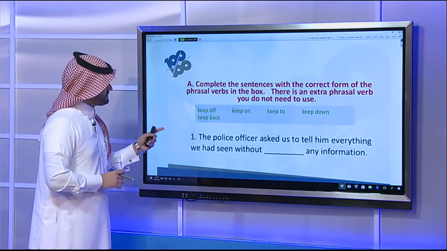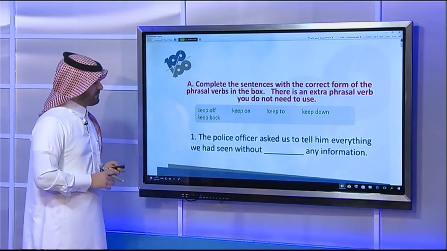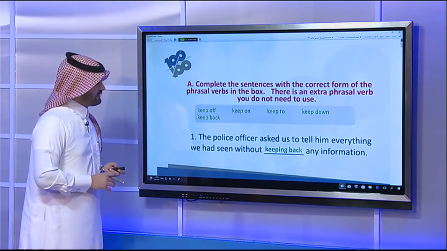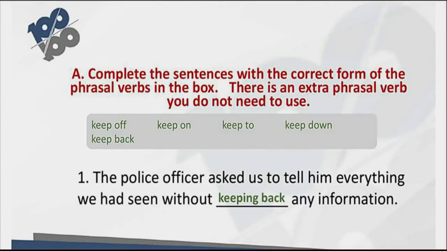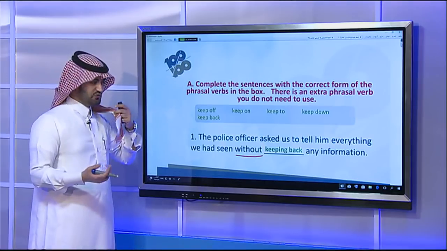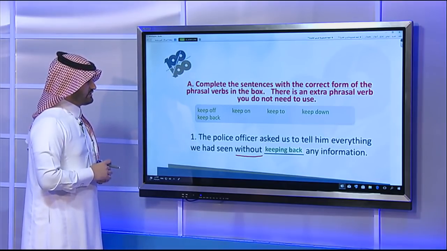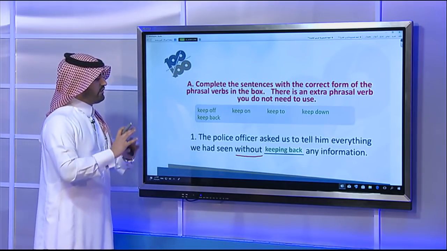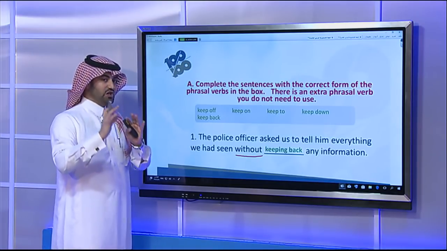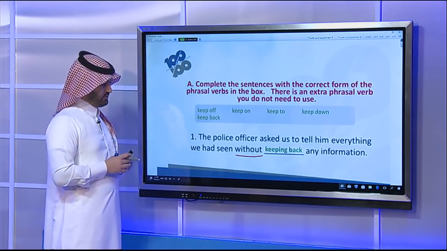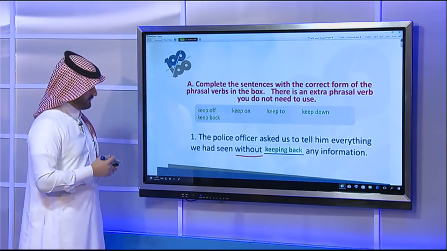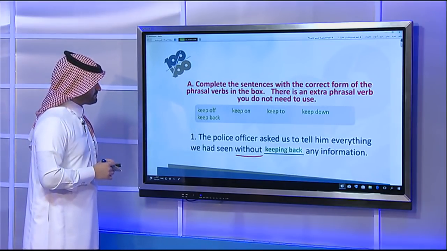So the correct answer should be without keeping back. Why did we write it in this form? Why didn't we just put keep back as it is? Because it comes after the preposition without. A verb after without should be in the ing form. So the complete sentence: the police officer asked us to tell him everything we had seen without keeping back, without not telling everything that we saw. So he wants to know everything, okay? This is the first one.